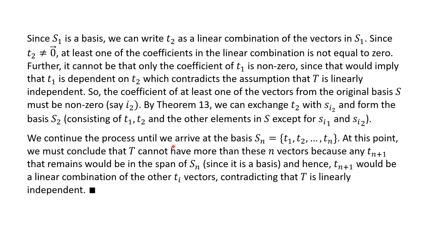Then we can continue this process, slowly replacing everything in S with vectors from T, and we end up with this basis S sub n, with n vectors in it from T. At this point, we have to conclude that T cannot have more than these n vectors, because if there was another vector, T sub n plus 1, not equal to any of these, it would be in the span of S sub n, since S sub n is a basis, and hence T sub n plus 1 would be a linear combination of the other T sub I vectors, contradicting that T is linearly independent. So we've proven that T must have exactly n vectors.